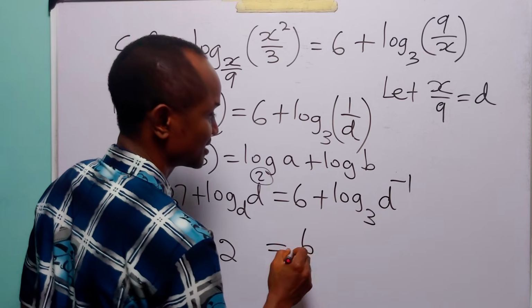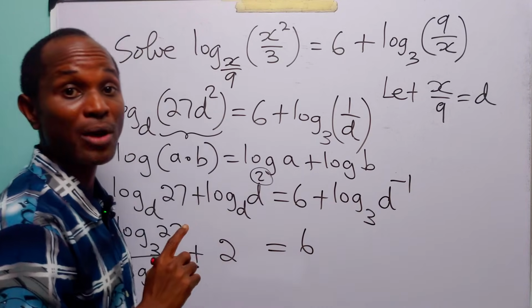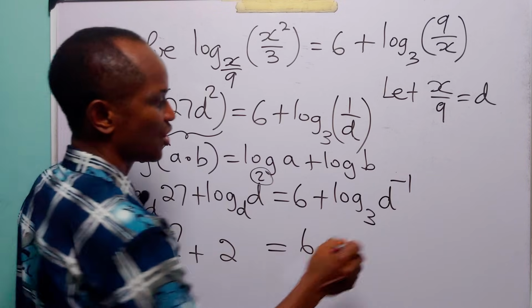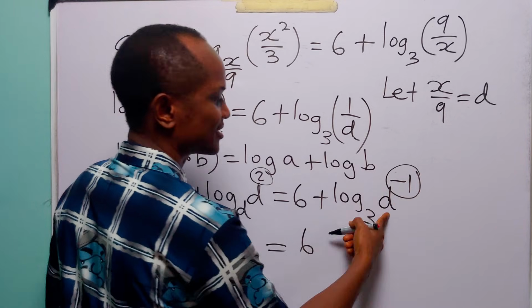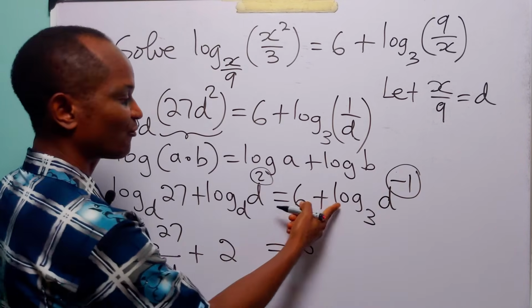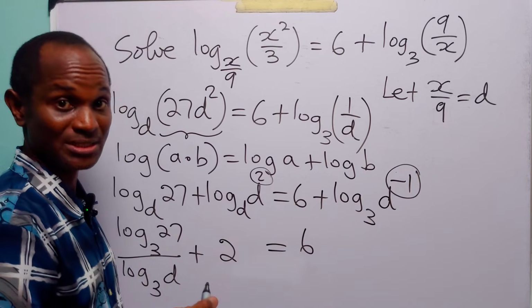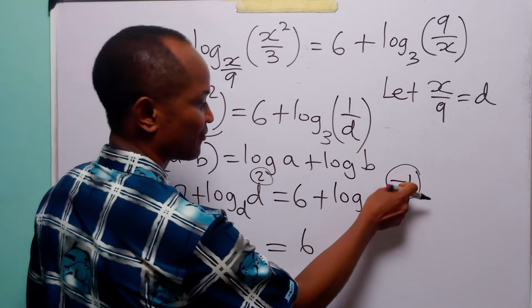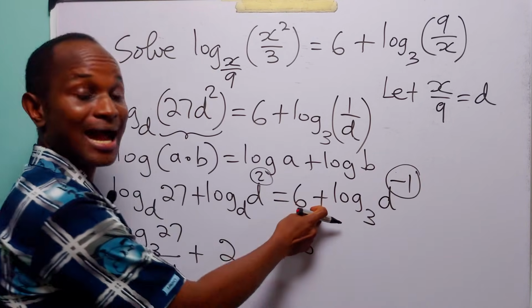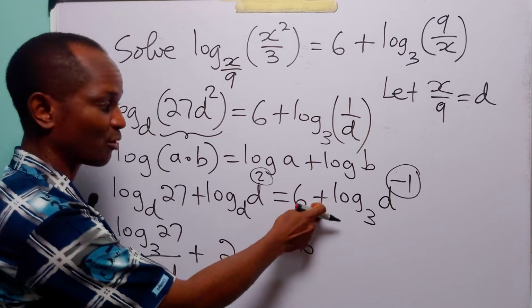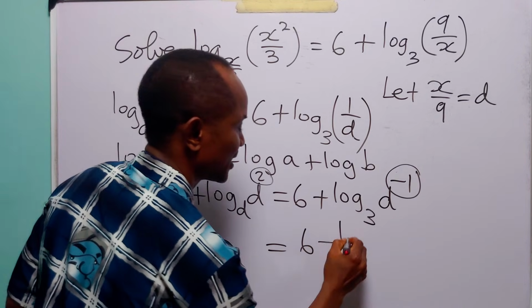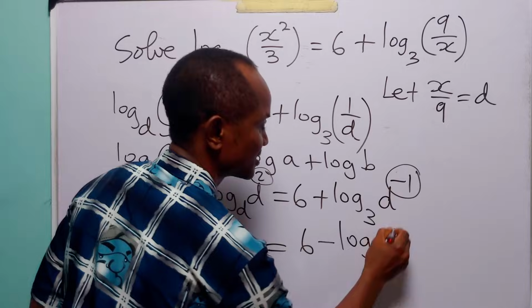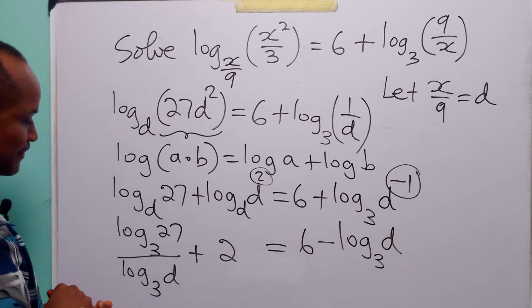Here we still have 6, and we are going to apply the power rule of logarithms to this term. We are going to bring down the exponent of d, that is minus 1, to the front of the log term to become a multiplier. When we do that, we have minus 1, and that is going to change this sign from plus to minus, and we have log to base 3 of d.